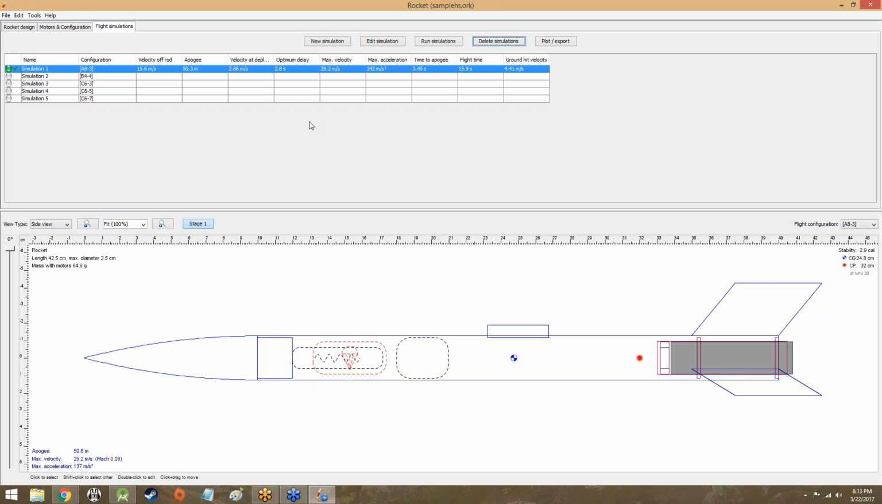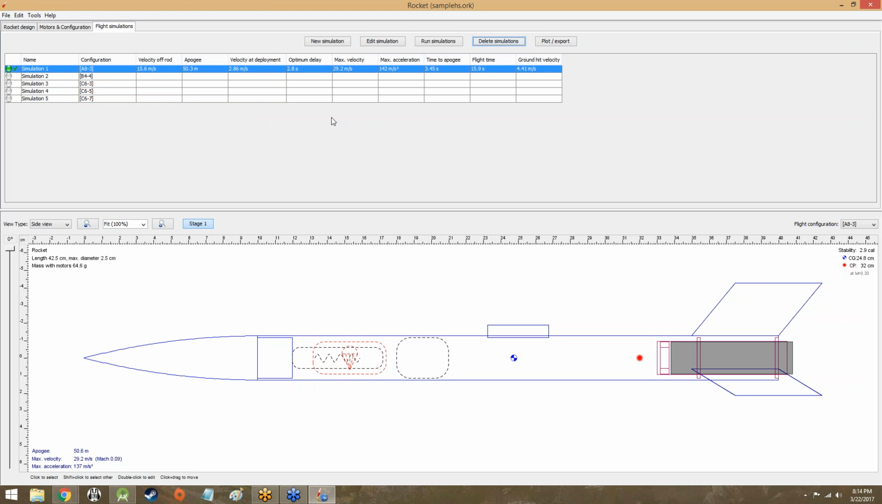No, unfortunately you can't watch them, which is a little bit disappointing. But we can see a cool graph in a moment. But yeah, velocity at deployment, this is how fast the rocket is going when the recovery system deploys. So when the parachute deploys, it's going 2.86 meters a second.